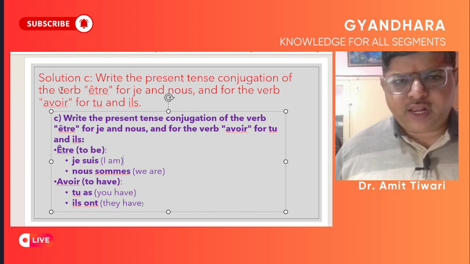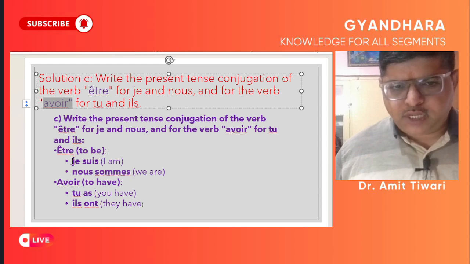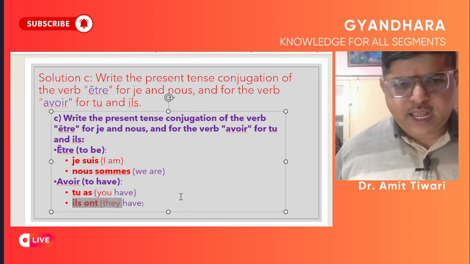And here the examiner is specifically asking you to conjugate the verbs, that is mainly two verbs, être and avoir, in the given forms, that is je and nous. So for je the conjugation would be je suis, that is I am. And if you are talking about nous, the conjugation will be nous sommes for être, to be. And for avoir, to have, for tu it is tu as, you have, and ils ont. Why is it ils ont? Because ils and ont go together. So this is the exercise one question.